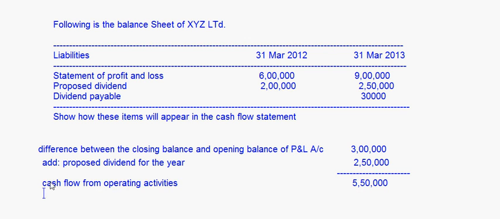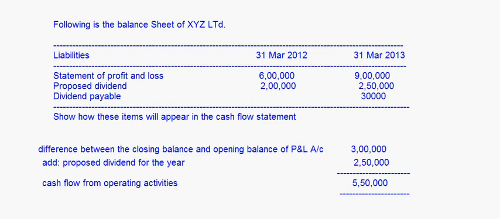Now this dividend payable will not come in your operating activities. Dividend payable will come in the financing activities, right? So as far as cash flow from operating activities is concerned, we will put it as 5,50,000 only, right? Now in this case they have given the proposed dividend as 2 lakh and dividend payable as 30,000, right? Okay.